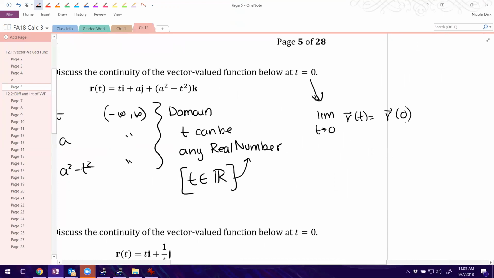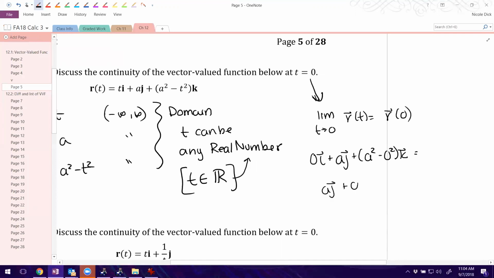Okay. This work is going to seem really silly to do at this point because we're going to do the same process on both sides. The way we said we go back and find limits with direct substitution. So if I think about answering this left-hand side, we're going to have 0 in the I direction, plus A in the J direction, plus A squared minus 0 squared K. And if we reduce that down, that's nothing for I.